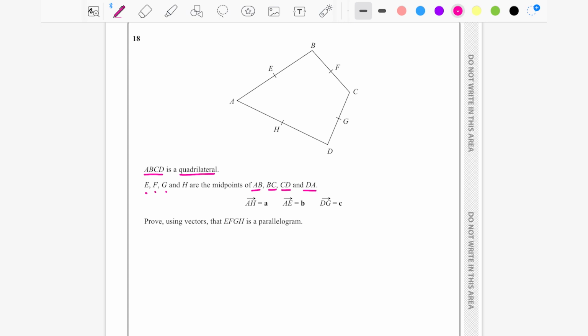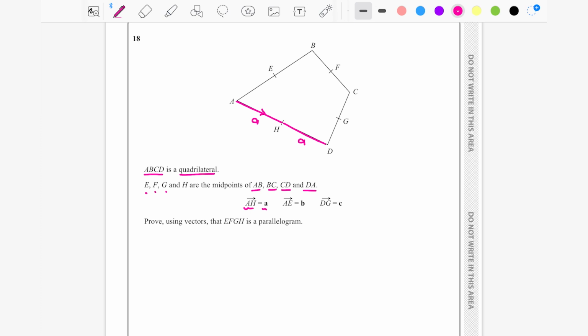Now this question is obviously about vectors because I can see vectors left, right, and center, which means the direction matters, okay? AH equals A. So from A to H, the direction is going this way, and this is A. Because it's the midpoint, if AH is A, then HD is also going to be A.